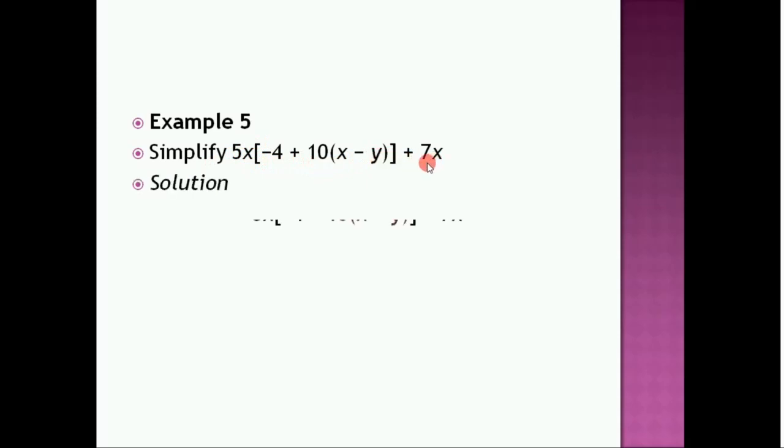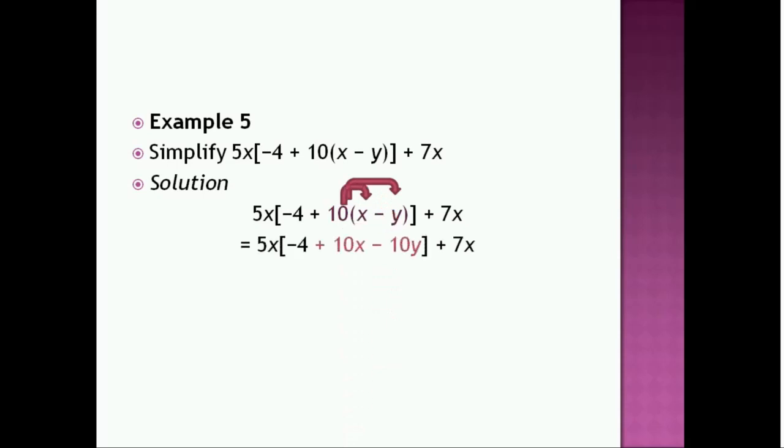Here is another example, number 5. Simplify 5x bracket x minus 4 plus 10 x into bracket x minus y bracket close plus 7x. First of all, we have to simplify this bracket, that is 10 into x minus y. We multiply 10 with this x and 10 with this minus y. So you can see the answer is 10x minus 10y, and the rest of the terms are as they are.